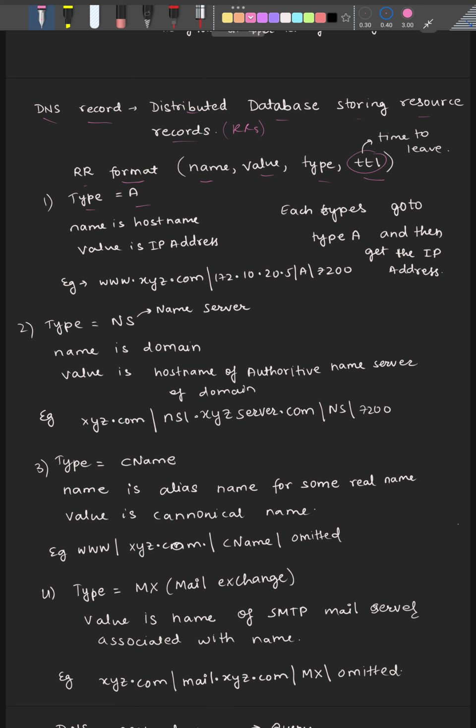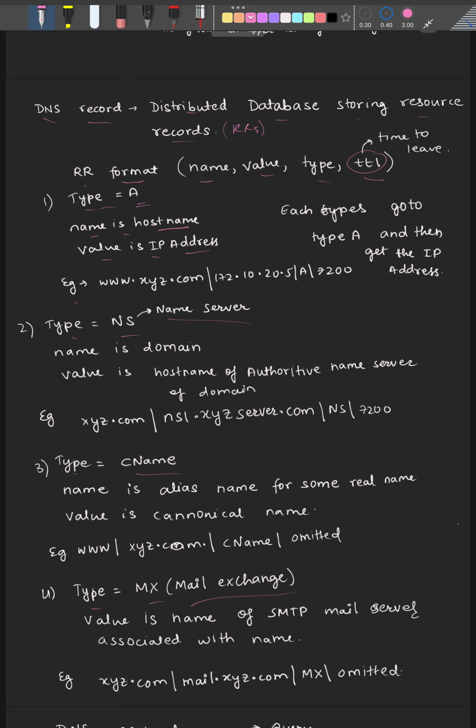One is type A, the second is type NS, which is name server, then there is type CNAME, and then there is type MX, which is mail exchange. So let's look at each of them one by one. Type A has the host name as name and the IP address as value.